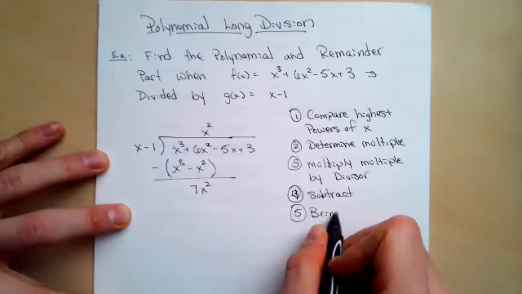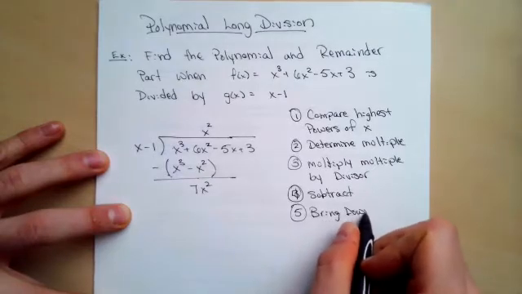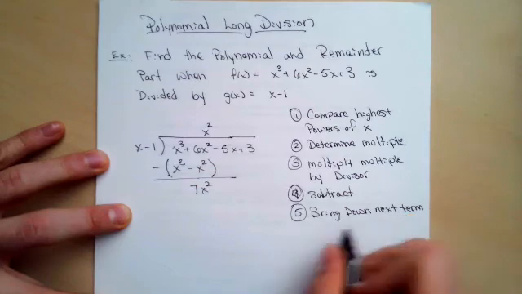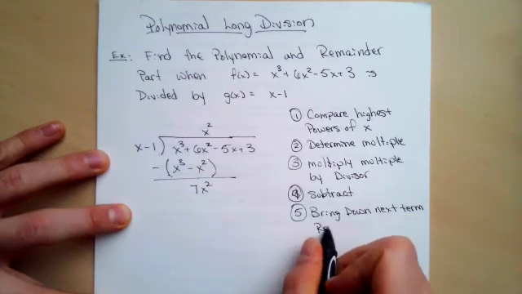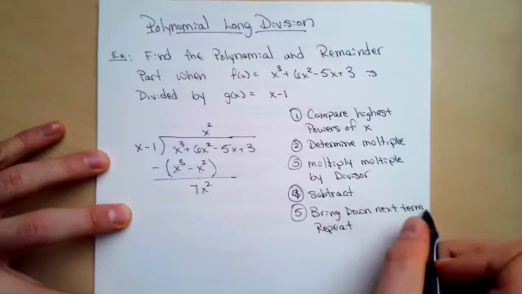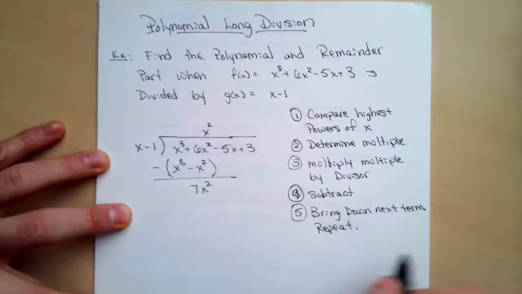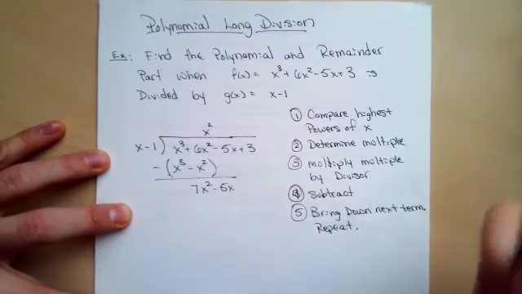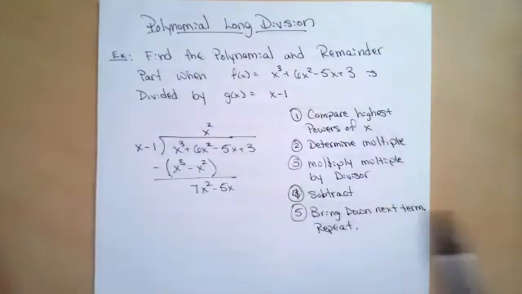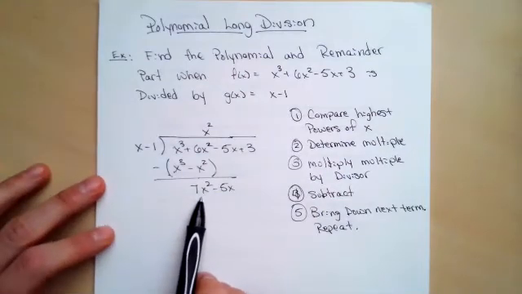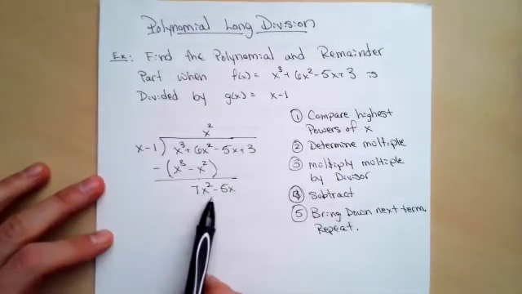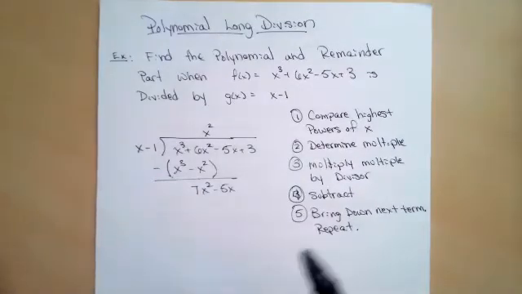Then what you want to do is bring down the next term and repeat. So our next term is this minus 5x, and now we just go back to step 1. We repeat this until the power is strictly less than this one. So in this case, this is a degree 1. We're going to keep going until we get a degree 0 polynomial.